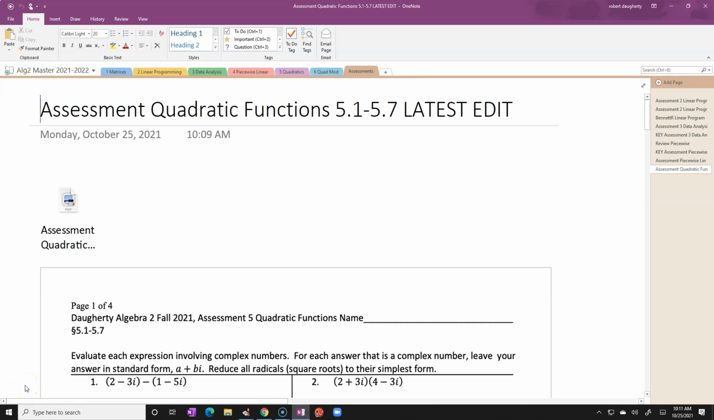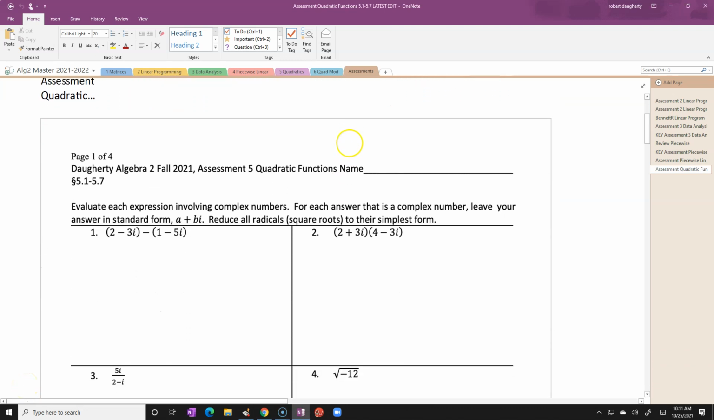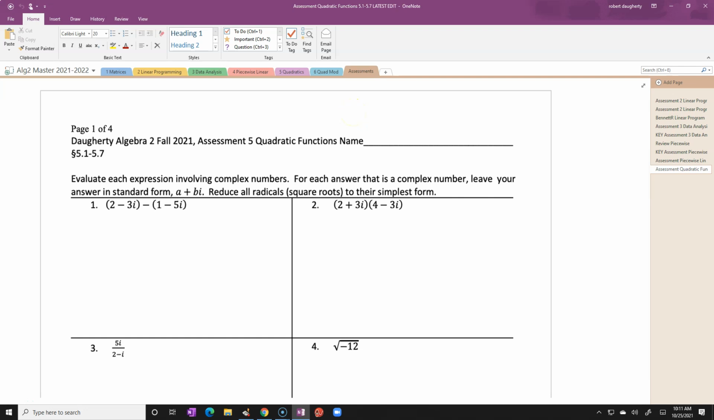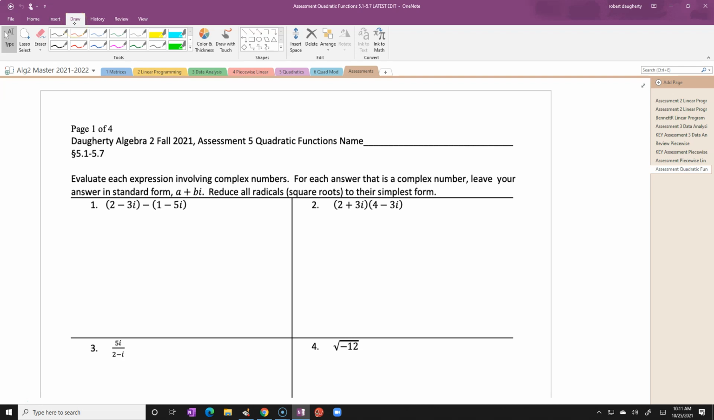Okay, Algebra 2, this is the quiz we just recently took on quadratic functions. If you did not perform on this like you need to, then you really need to go through this quiz. I'm working through the answers here. You can work it on your own or look at specific problems that you need help with.